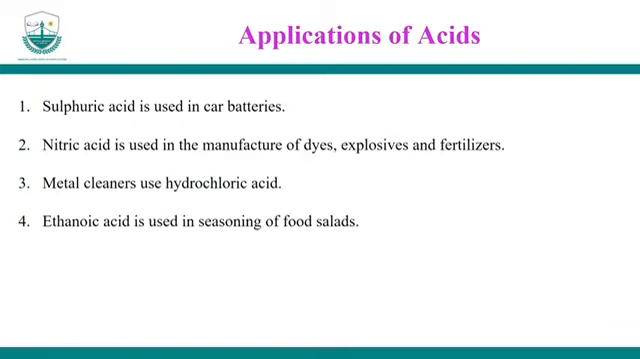So we use acids for a number of uses. In our car batteries, we have acids in there. We also use, for example, nitric acid for explosives, dyes and fertilizers, and even the cleansers for metals are basically made up of, for example, hydrochloric acid. Ethanoic acid is also used in the seasoning of food, such as salads. Okay, so that marks the end of this presentation where we have looked at acids.